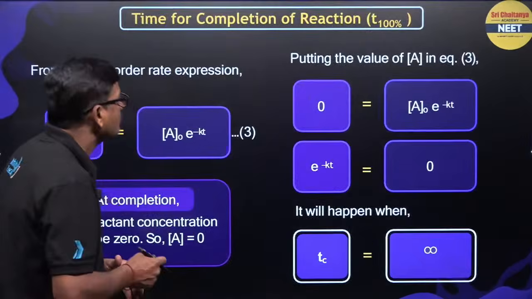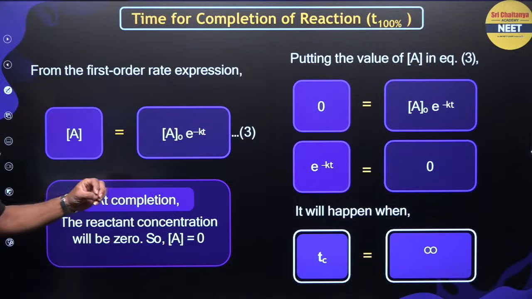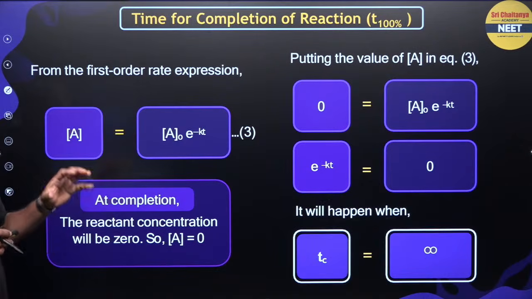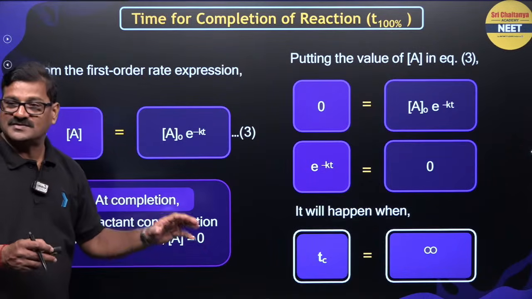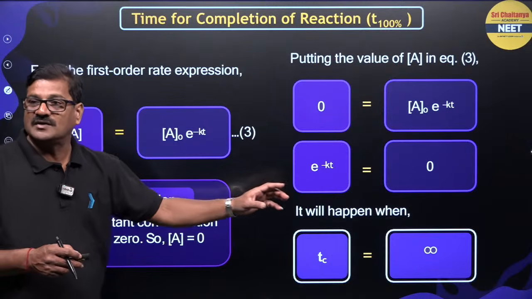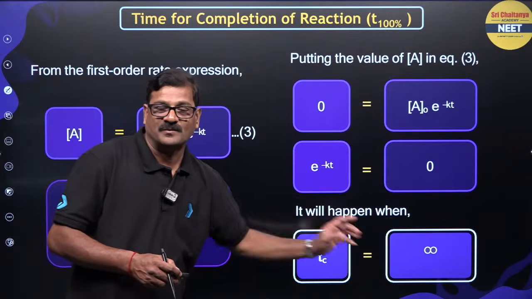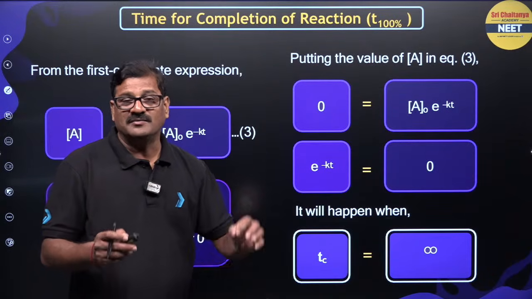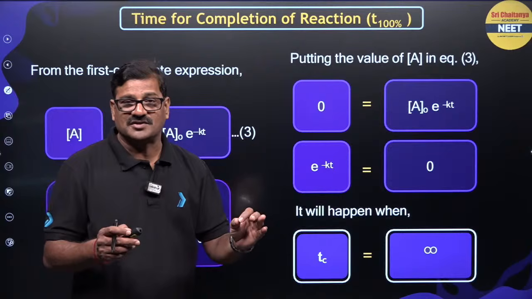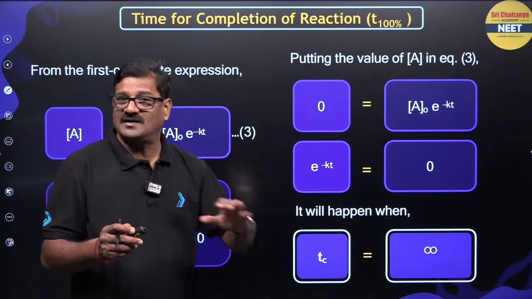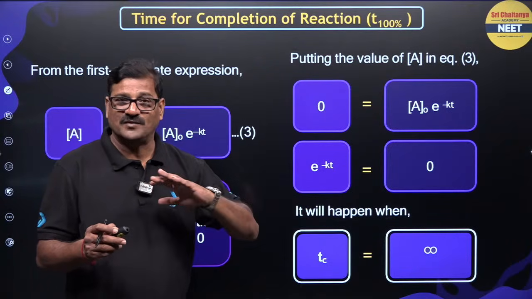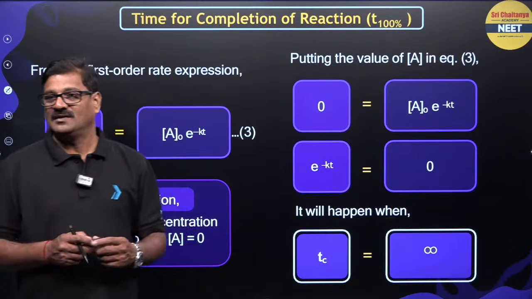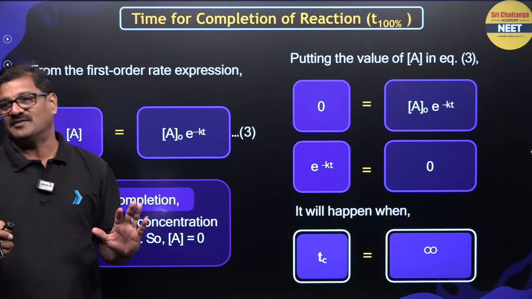Moving ahead here, from the first order rate expression, putting the value of A in equation 3, the time for completion of a first order reaction is infinite. I want to say here, the time required for the first order reaction is infinite. Meaning to say, a first order reaction never proceeds till completion. Understand? Never proceeds till completion.